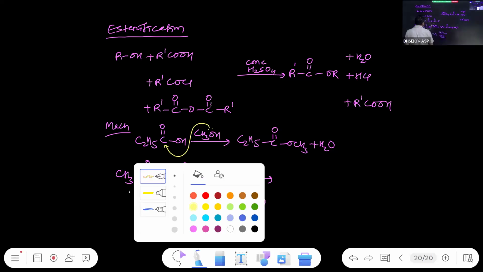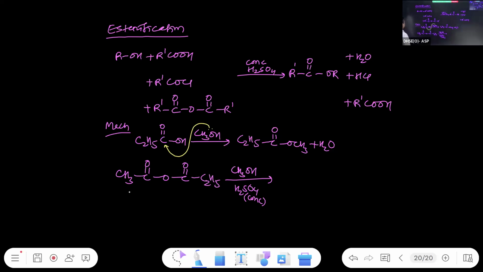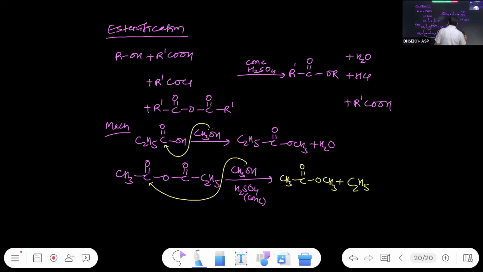Here it has two options. Whether the alcohol will attack the carbonyl carbon on the left side or the right side. It will attack the left side, because the right side has more steric hindrance. The product will be. Done? Quick.